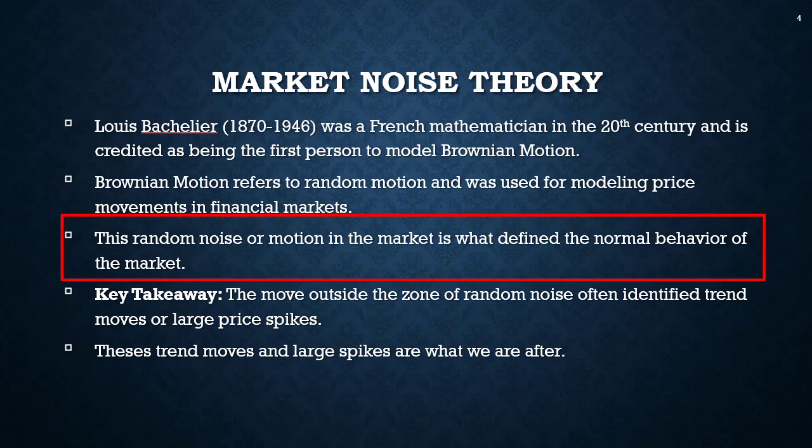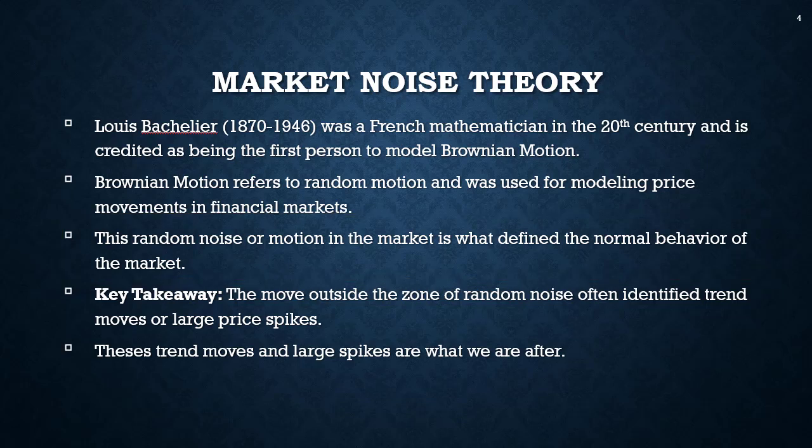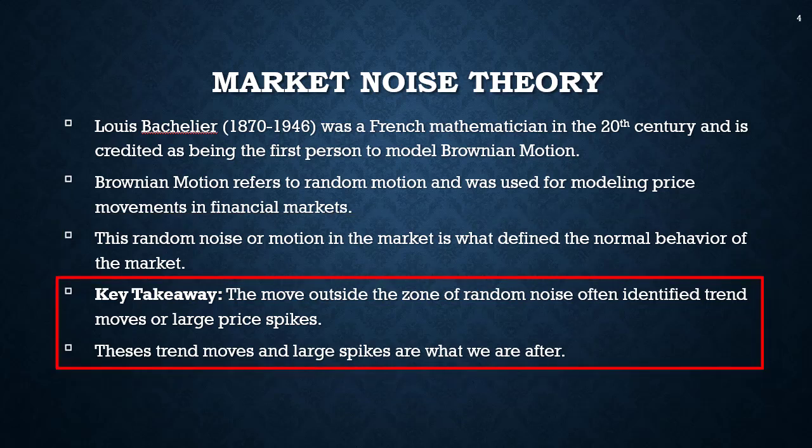So this random noise or motion in the market is what really defines what they call the normal behavior of the market. And so what they discovered is when you have a zone of noise, random noise, when you get a move outside of that zone, that often identifies a trend move or a large price spike. And that's where the MOBO bands are going to come in. They're going to help us identify that zone of noise. And typically those trend moves and large spikes are what we're after. That's a momentum breakout. It's breaking out of the noise or the chop that you don't want to be in if you're holding options, especially if you've bought them, right?